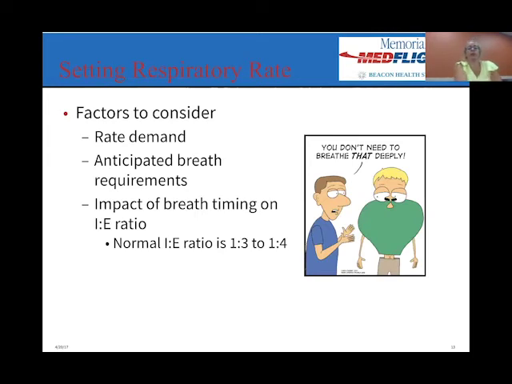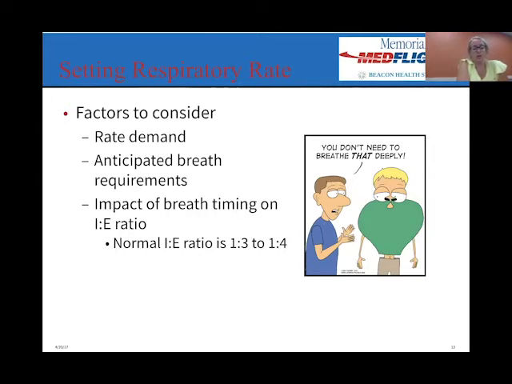Setting the respiratory rate, you need to think about what's going on with your patient. Are they in a respiratory or a metabolic acidosis and they're trying to blow off some of that CO2, so their rate is going to be higher? You need to know what's going on with your patient so that you can anticipate the respiratory rate. And again, then you can look at your CO2 and your PCO2 and decide what you need to change.